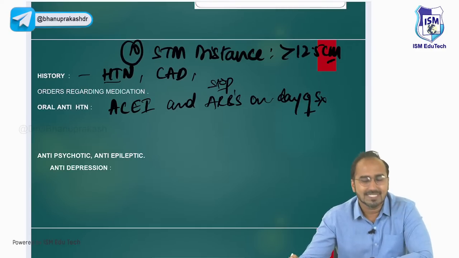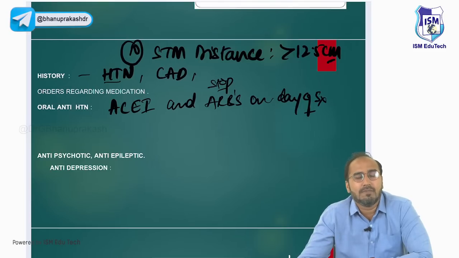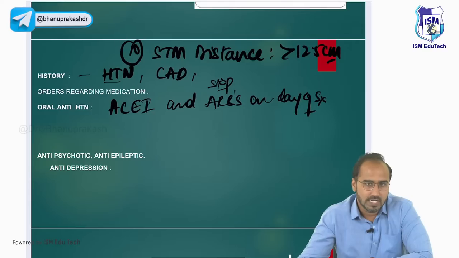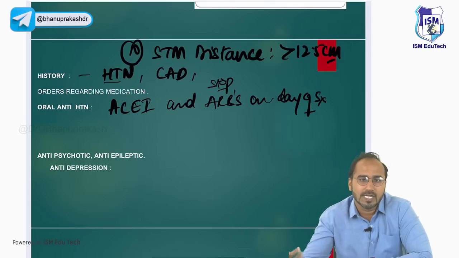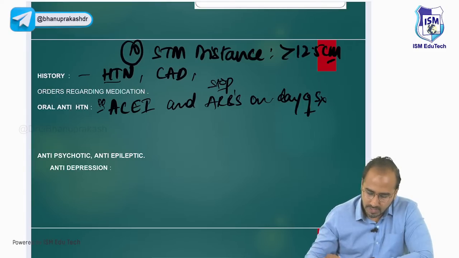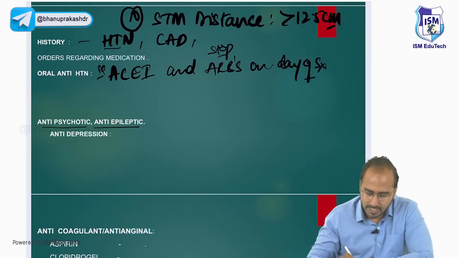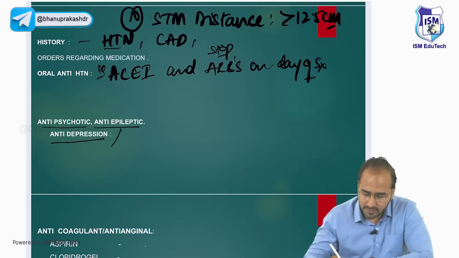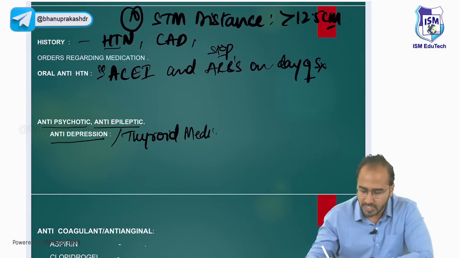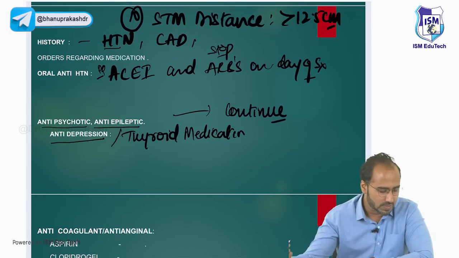Why are you stopping ACE inhibitors and ARBs? Because if the patient takes ACE inhibitors and ARBs, then there are many chances that he might land up in rebound hypotension. During surgery, he might go into profound hypotension. So remember, ACE inhibitors and ARBs need to be stopped. Next, if the patient is taking antipsychotic medication or anti-epileptics or antidepressants, or any thyroid medications, what is your advice, guys? Regarding it, you need to tell him you can continue. There is no problem with your medicines.